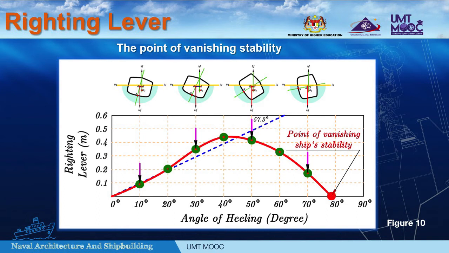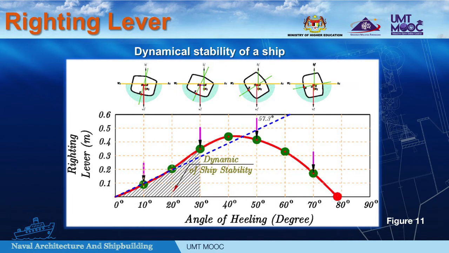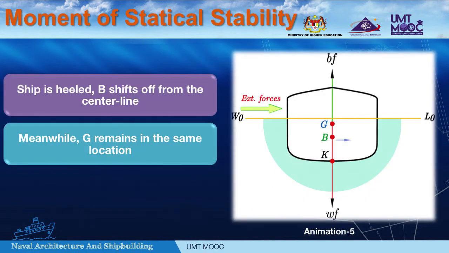Dear all students, from the current slide, we can also know the point of vanishing stability, beyond which the ship will capsize, as clearly presented in figure 10. And other important information from the GZ curve, as shown in figure 11, is that we can evaluate the dynamical stability of a ship, which is obtained as the product of the area under the curve multiplied by the ship displacement.